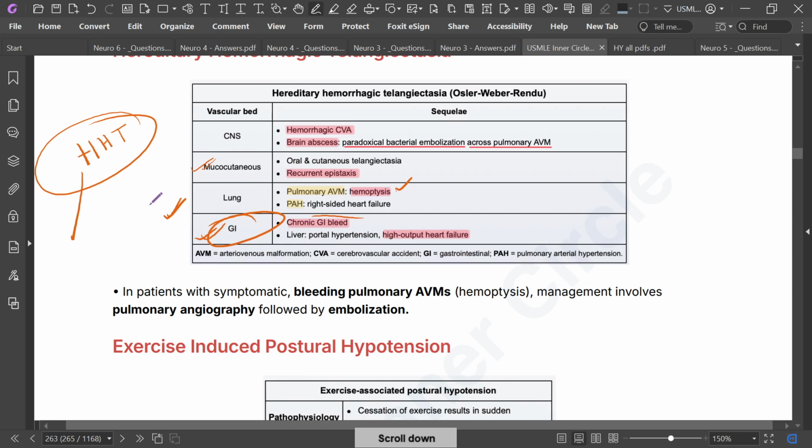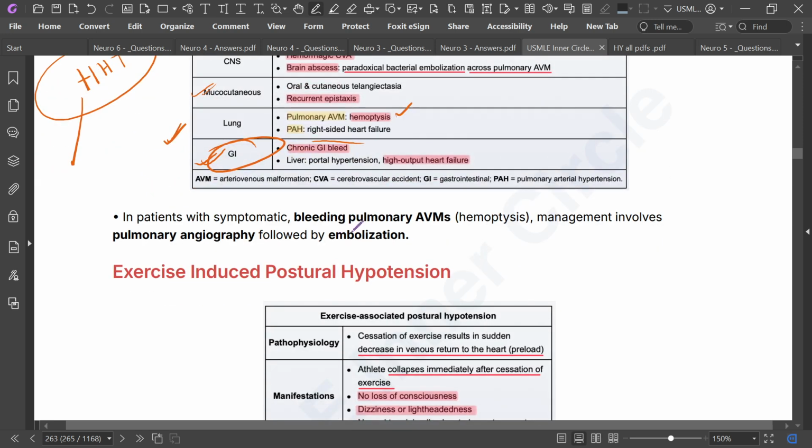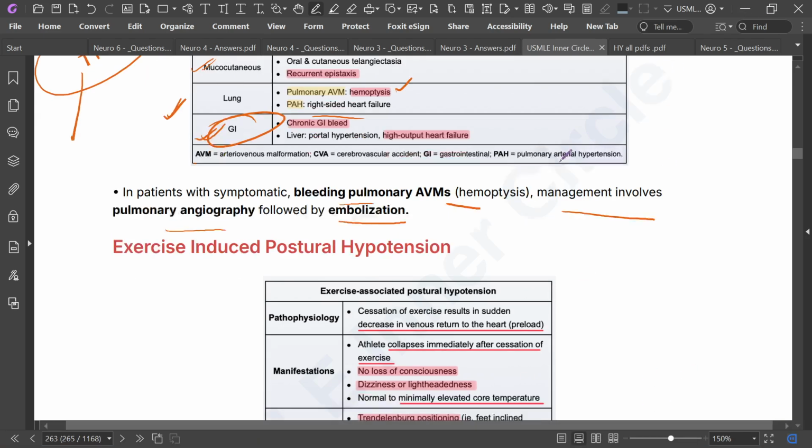In patients with symptomatic bleeding from AVM, such as hemoptysis, management involves pulmonary angiography followed by embolization.